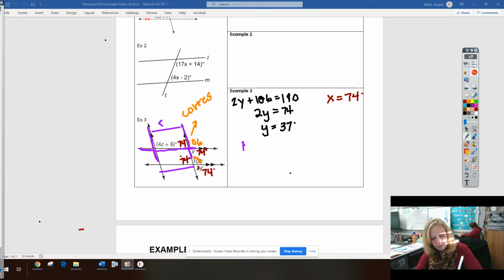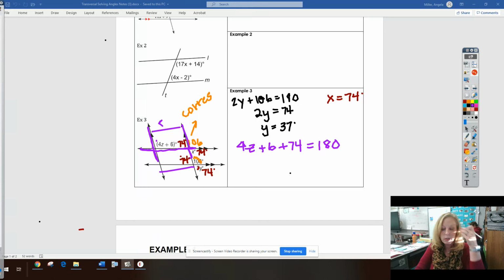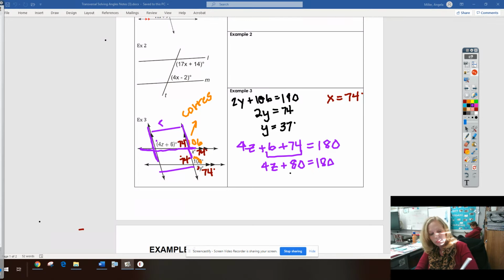So I have 4z right here, plus 6, plus that 74 is going to equal 180. So now I can combine my numbers. 6 and 74 is 80. So 4z plus 80 equals 180. Could subtract 80 from both sides. That's going to give me 4z equals 100. And if I divide both sides by 4, z is going to equal 25.